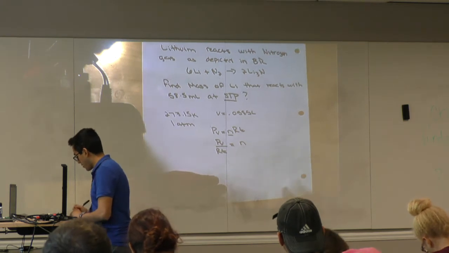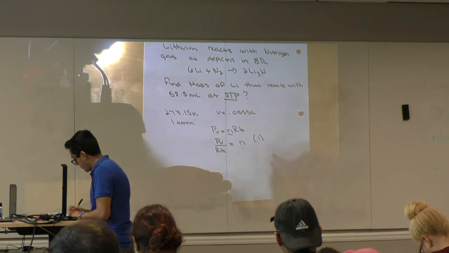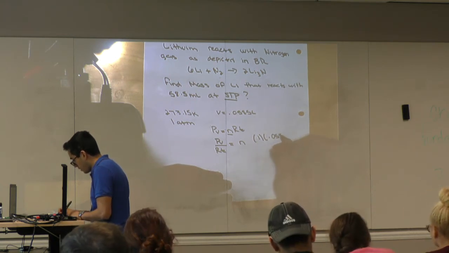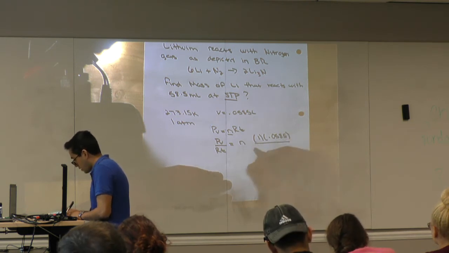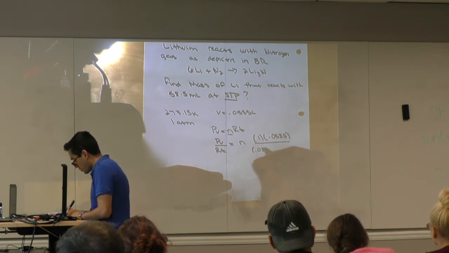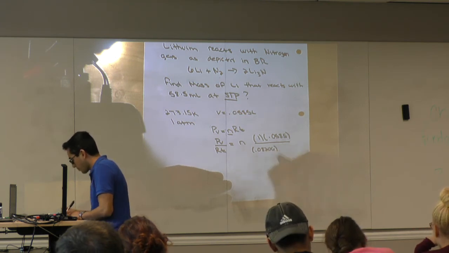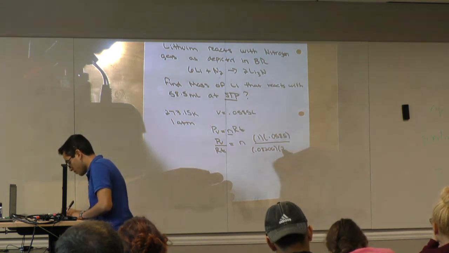We know at standard temperature and pressure, we're at 1 atm for pressure. Our volume was given to us at 0.0585. And we divide that by the gas constant, 0.08206, times the standard temperature, which again is just 273.15.